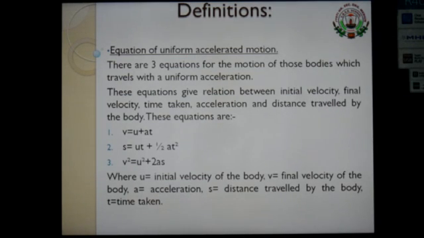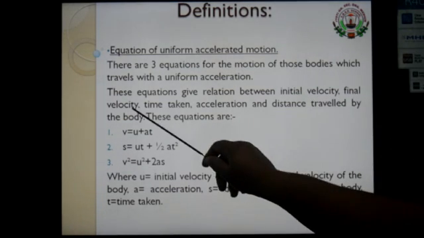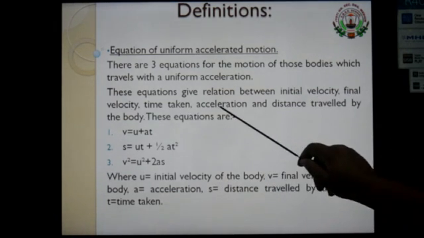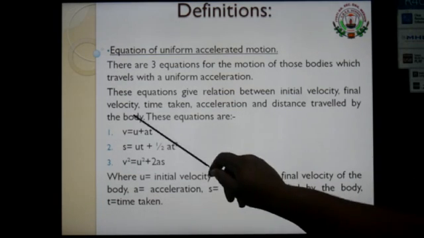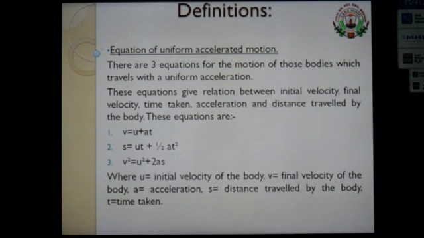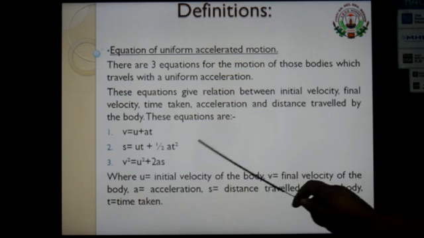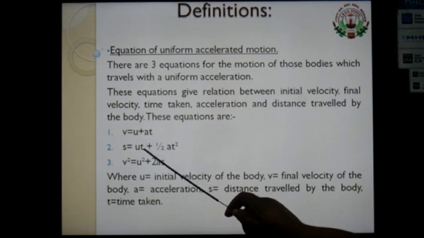We have seen that there are three equations for the motion of those bodies which travel with a uniform acceleration, and these equations give relation between initial velocity, final velocity, time taken, acceleration and distance travelled by the body. These are the equations. First one is v = u + at.